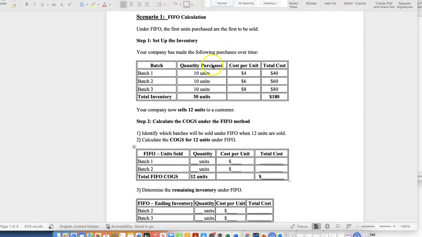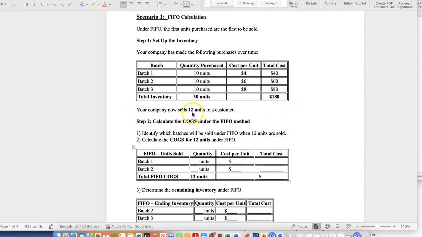So the company made the following purchases. In batch 1, there were 10 units at $4 per unit, so 10 times 4 equals a total cost of $40. In batch 2, there were 10 units at $6 each, 10 times 6 equals $60. In batch 3, there were 10 units purchased at $8 each, 10 times 8 is $80. Total inventory, 10 plus 10 plus 10 is 30 units, 40 plus 60 plus 80 is $180 total cost.